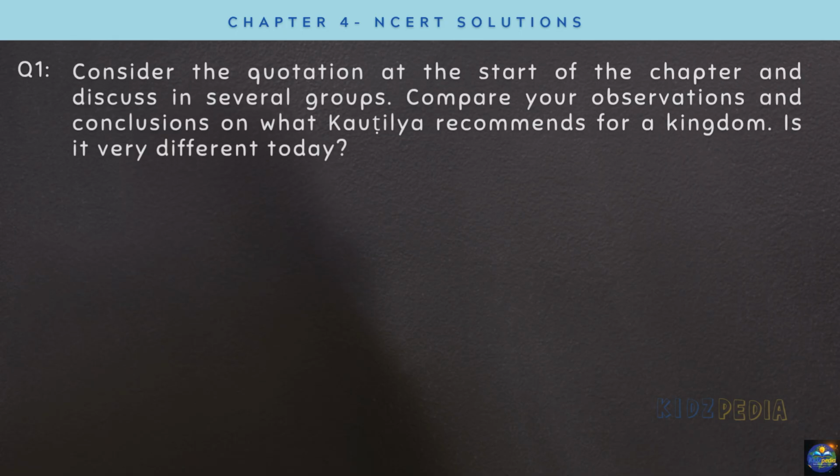Now, let's look at the questions and activities given at the end of the chapter. First question, consider the quotation at the start of the chapter and discuss in several groups. Compare your observations and conclusions on what Kautilya recommends for a kingdom. Is it very different today?